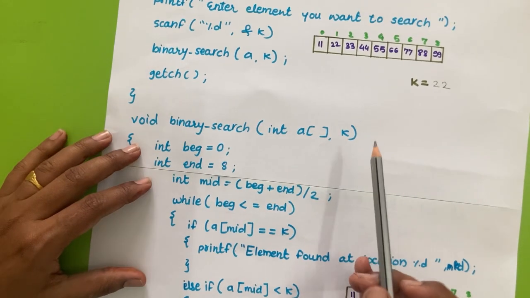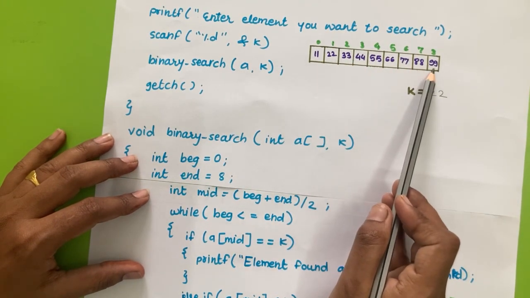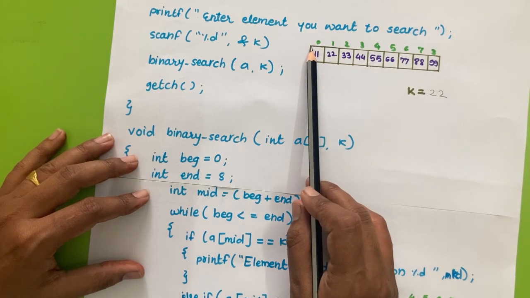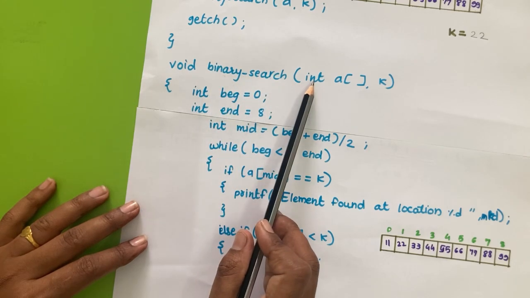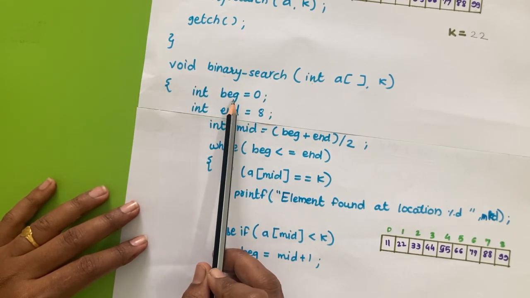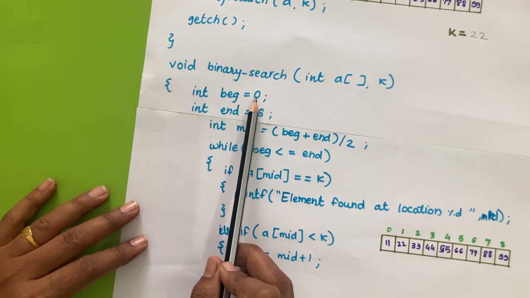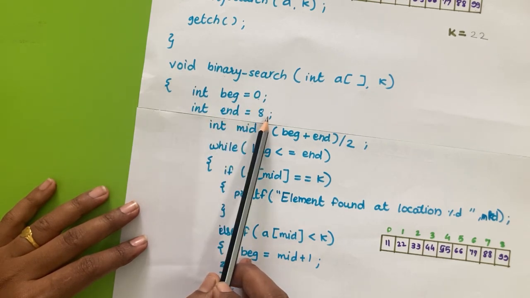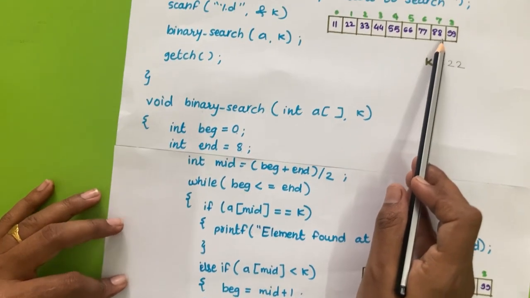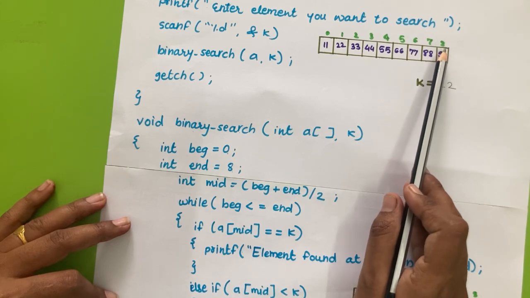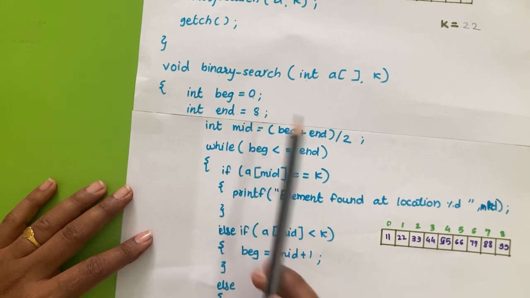K. Okay, so this is the sorted array containing 9 elements indexed from 0 to 8. In the binary search function we have initialized variable beginning to 0 and variable end to the last index of the array, that is, we have the last index as 8. So I have directly initialized end to 8.